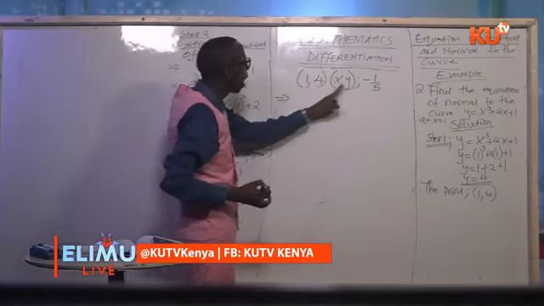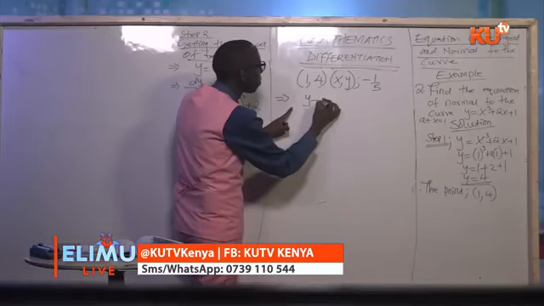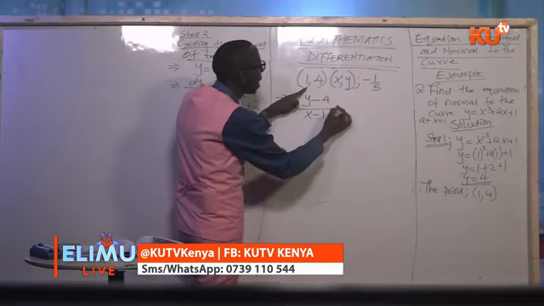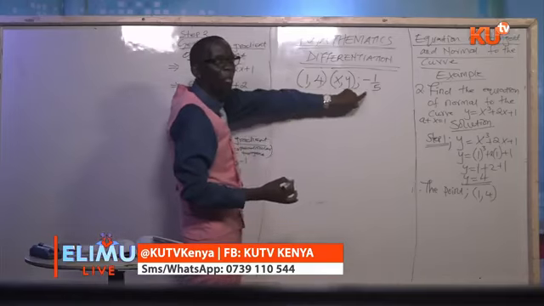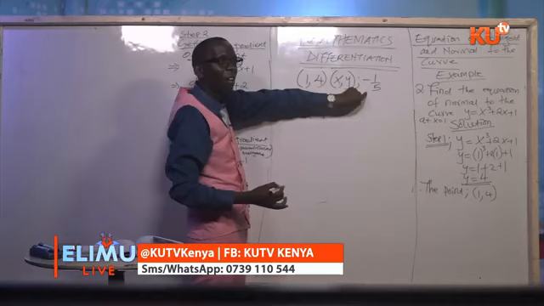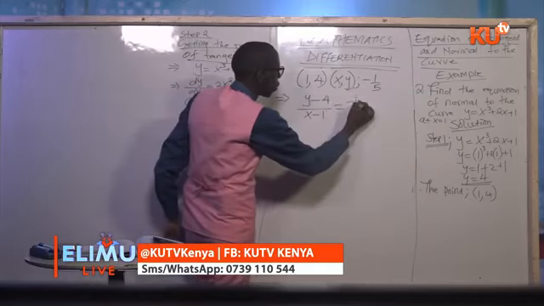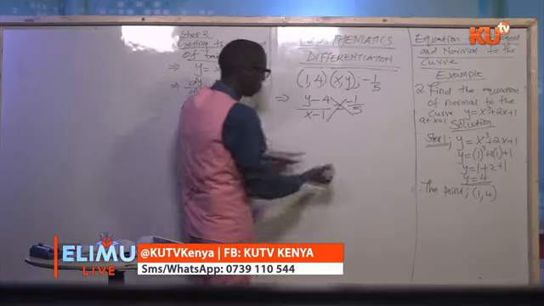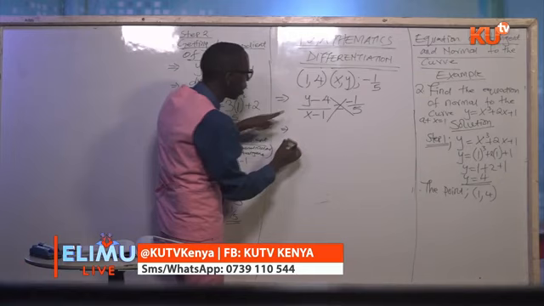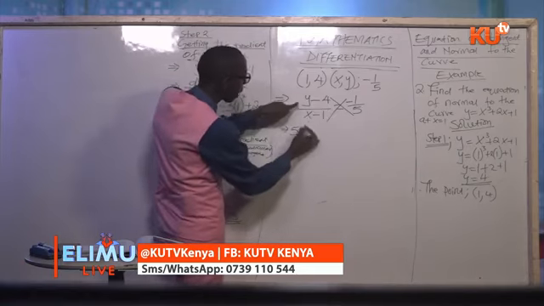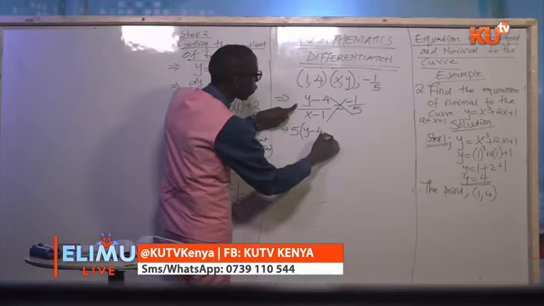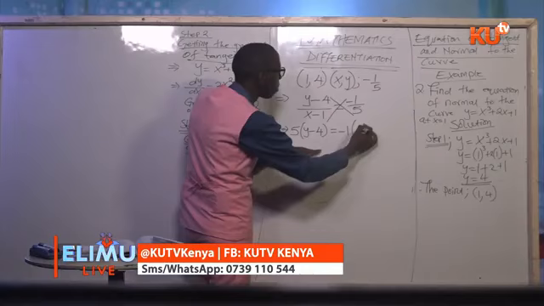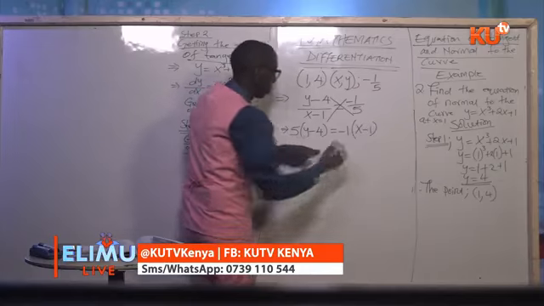Change in y minus 4 over change in x minus 1 is equal to the gradient, which is negative 1 over 5. You cross multiply. Cross multiplication means 5 multiplied by y minus 4 is equal to negative 1 multiplied by x minus 1.